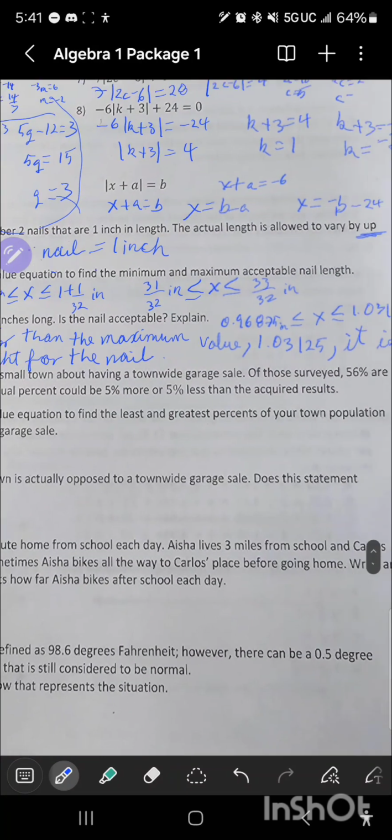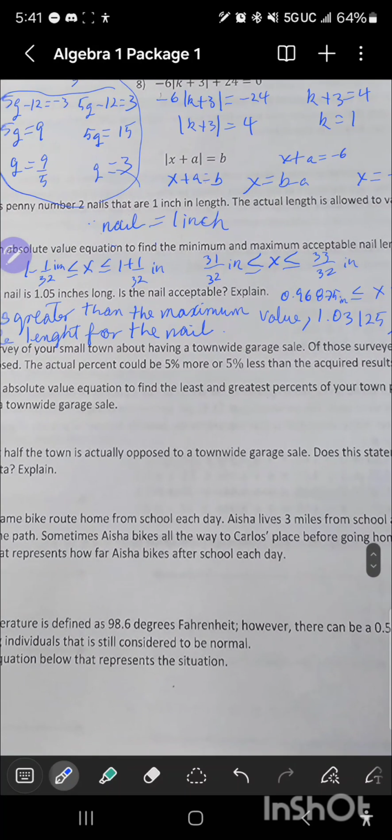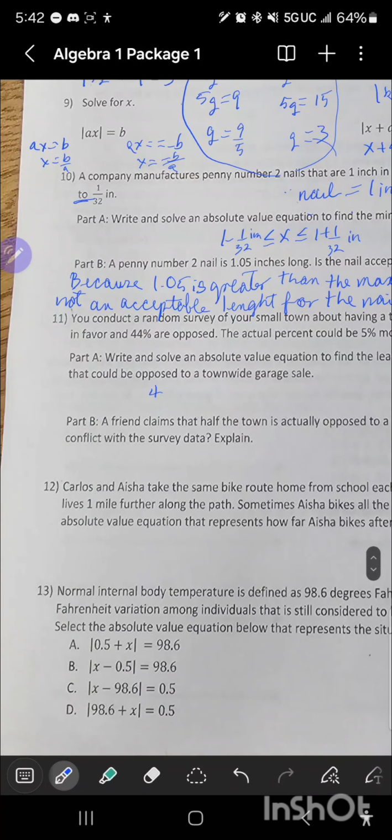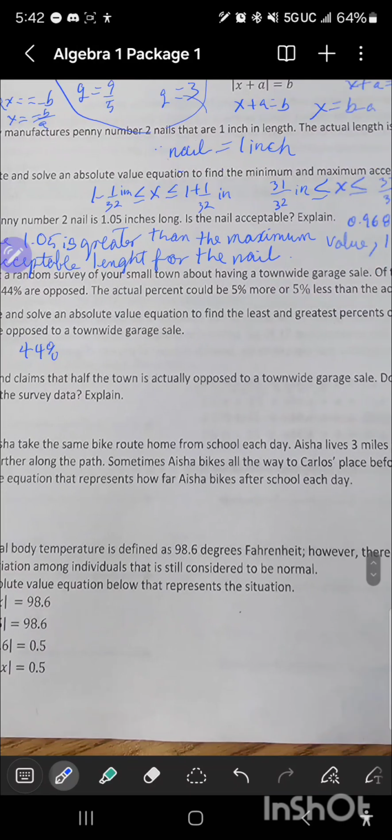So basically we need to find the percent that are opposed. We know that 44% of them are opposed. Now we know that it can vary by 5.